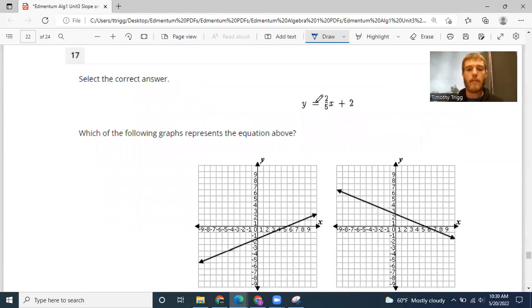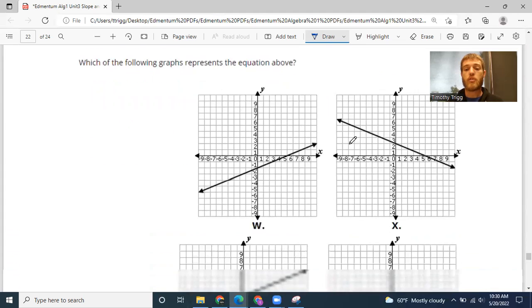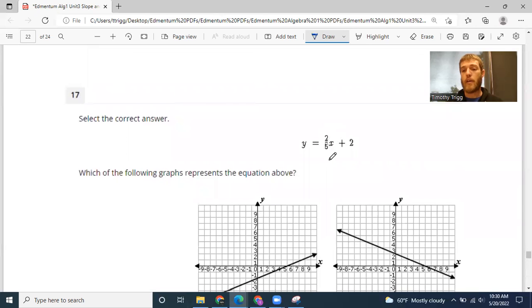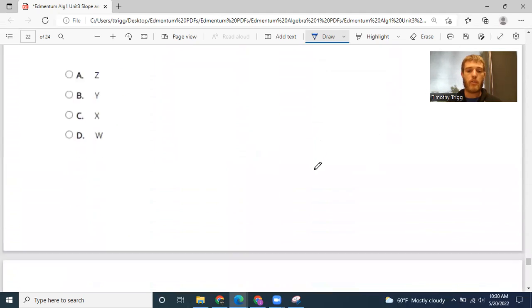Okay, here they give us y equals, the slope is 2 fifths, and then we have a y-intercept of 2. So which of these graphs has a y-intercept of 2 and a slope of 2 fifths? So you'd go up 2 over 5, up 2 over 5, from one coordinate point to the next.